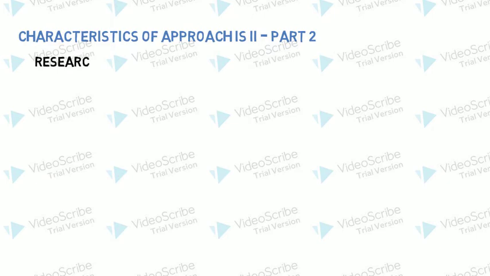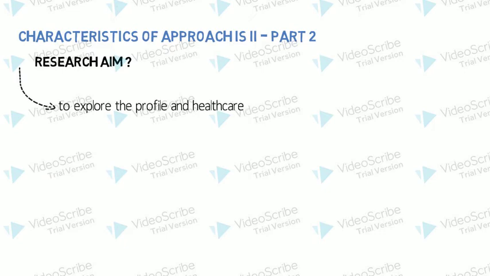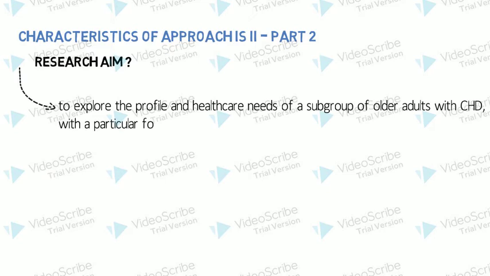The research question that's being addressed in this second part of the study is to explore the profile and the healthcare needs of older adults with CHD, with a particular focus on investigating the frailty phenotype.